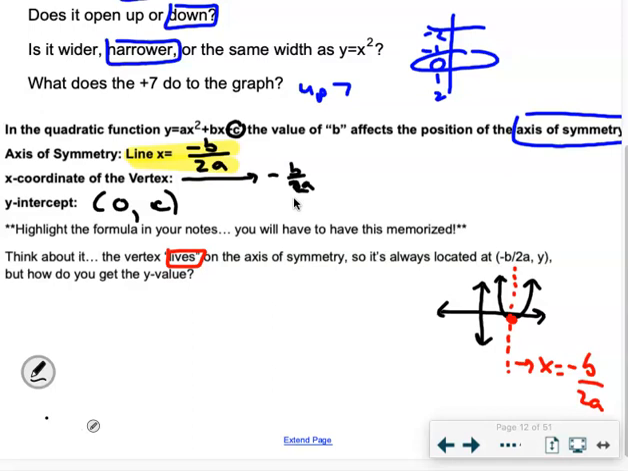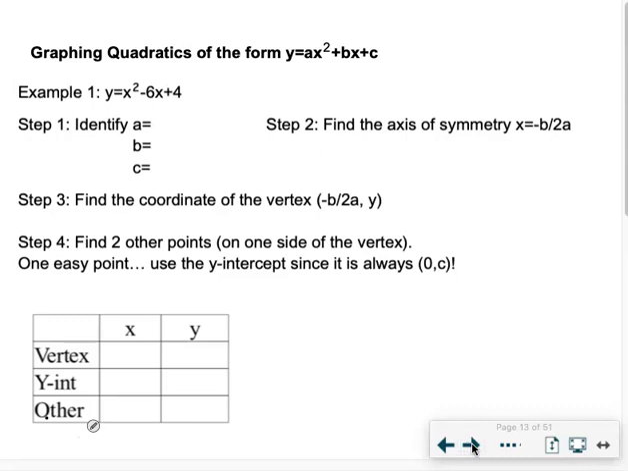All right, so let's go through an example of actually trying to use this. Okay, we're going to graph the equation x squared minus 6x plus 4. So when we do that, first thing we want to do is identify what a, b, and c are. So remember, here's our form. A is the number in front of the x squared. B is the number in front of x to the 1. C is the constant. So there is no number in front of the x squared, so I'm going to put a 1 there. That's what a is. B is negative 6. Make sure that you notice that I took the negative sign with it. And then c is positive 4.